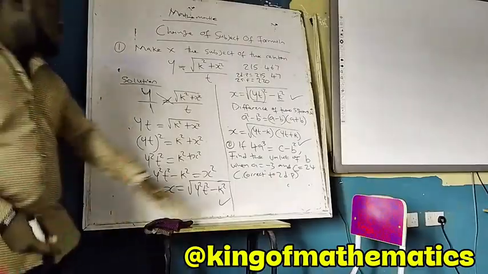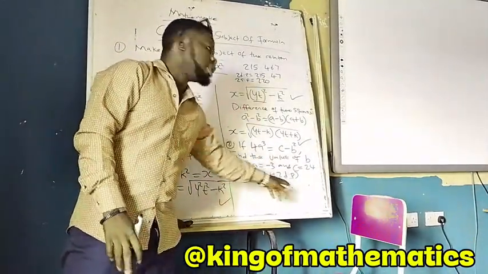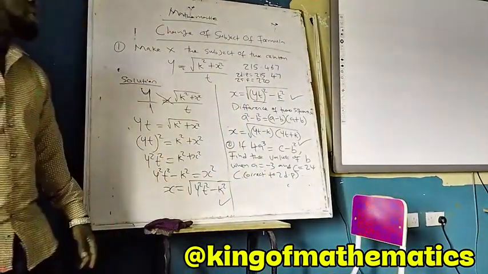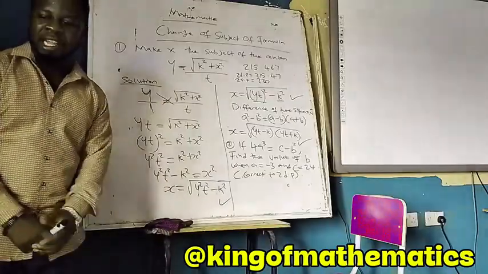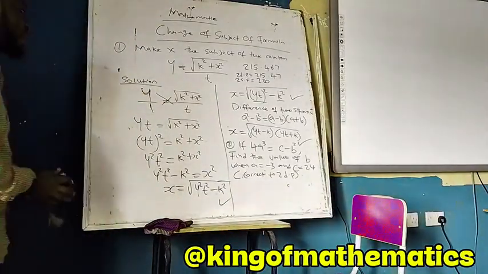So solve this one. Whatever answer you get, put it to 2 dp. It's change of subject of the formula. So let's attempt that. If you've gotten your answer, let me know, and then I will solve on the board.